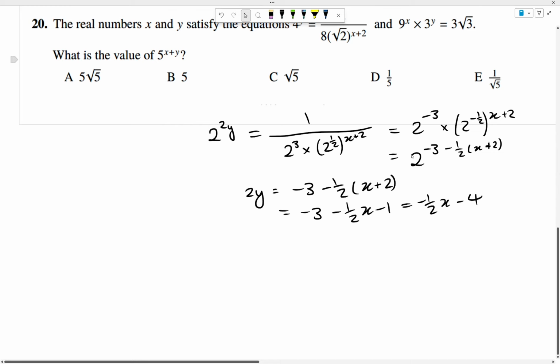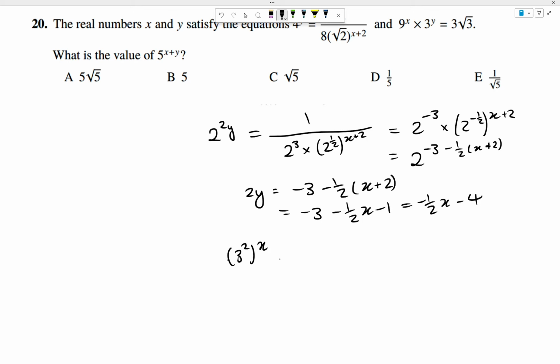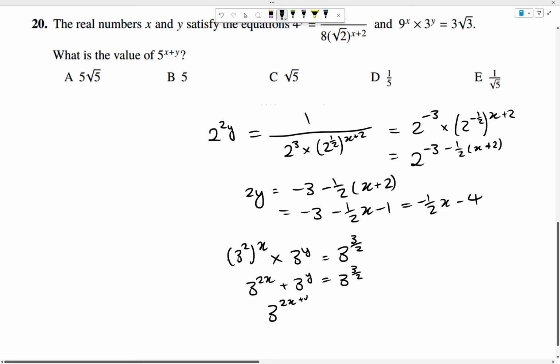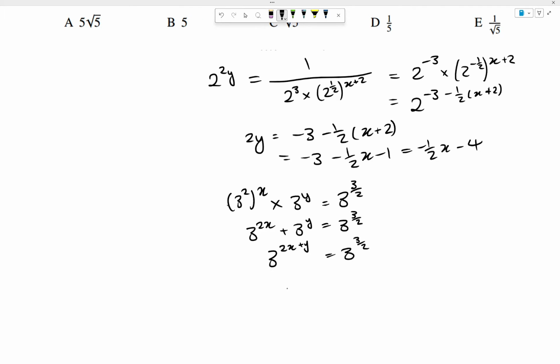And then for the second equation, I'm going to rewrite them as powers of 3. So 3 squared to the power of x multiplied by 3 to the power of y is equal to 3 to the 3 over 2. And then 3 to the 2x times 3 to the y is 3 to the 3 over 2. And then 3 to the 2x plus y is equal to 3 to the 3 over 2. And therefore, again, comparing the exponents, that gives the equation 2x plus y is equal to 3 over 2.